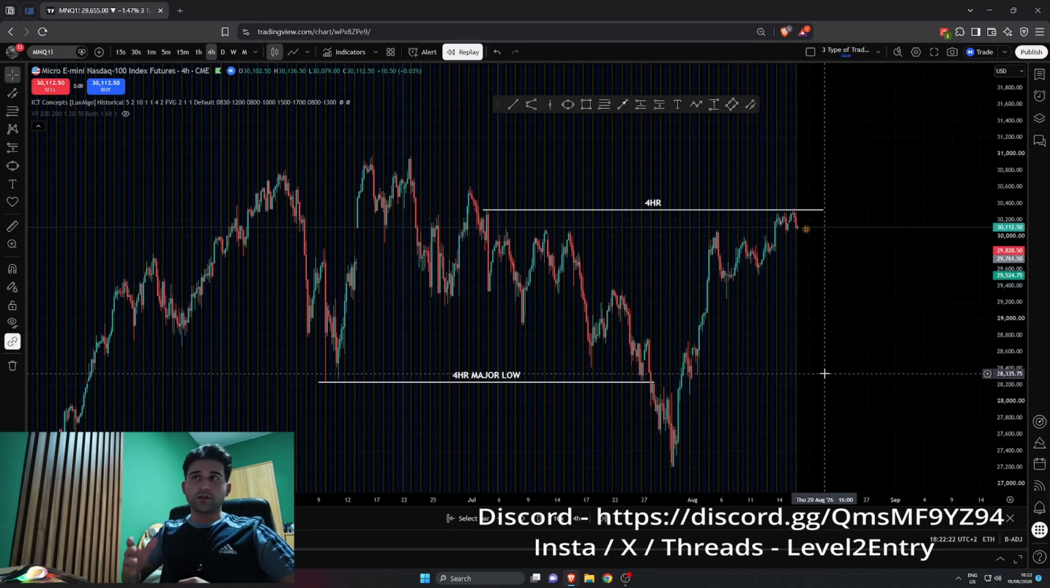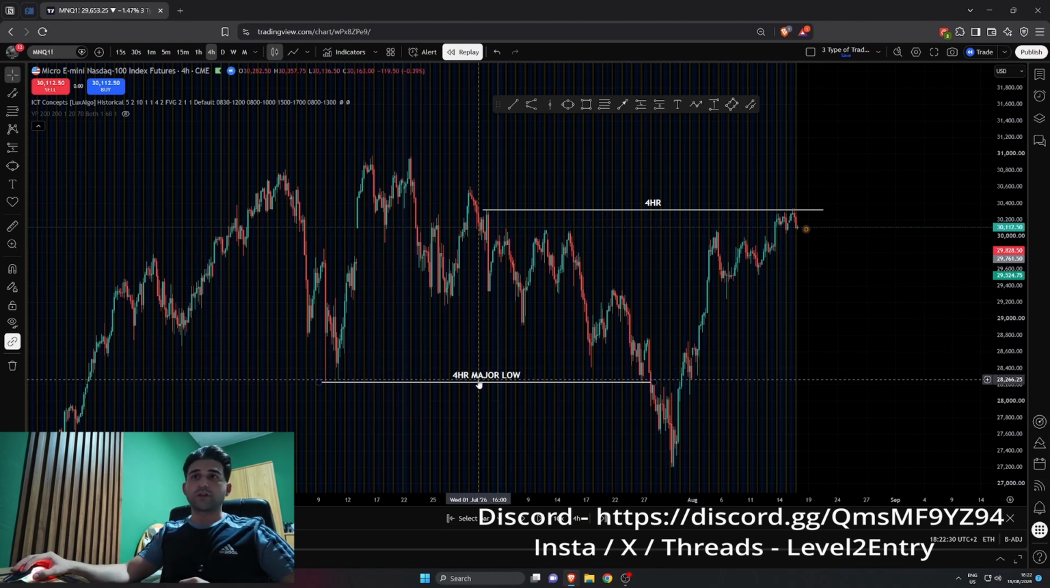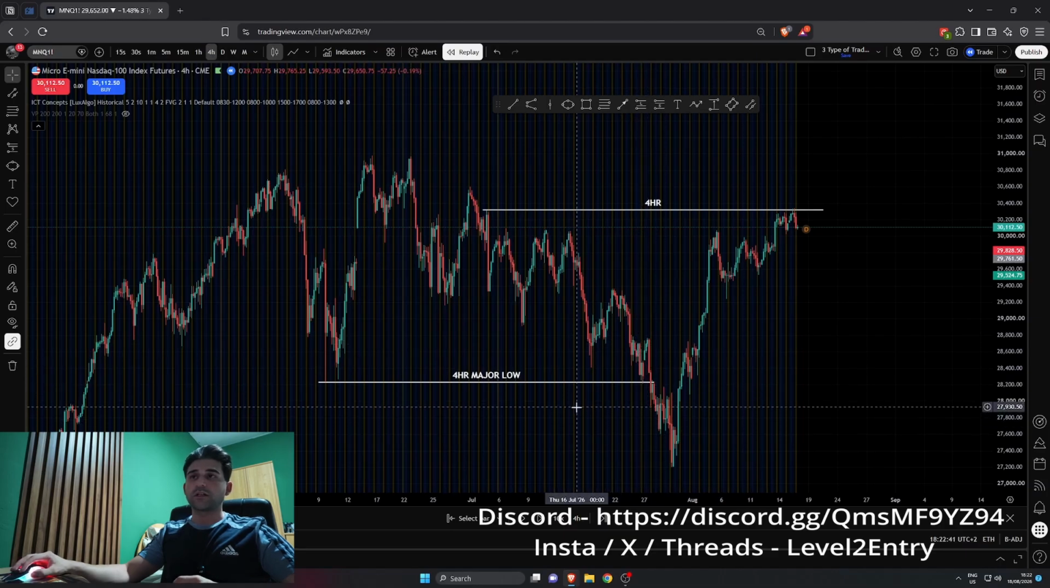So first of all, I'm on the 4-hour time frame, and while I'm on the 4-hour time frame, I will decide the bias for the day. As you can see here, I have marked and named this low the 4-hour major low, and price went below that low. I've decided that my bias will be bearish. I will be taking only short setups from now on.